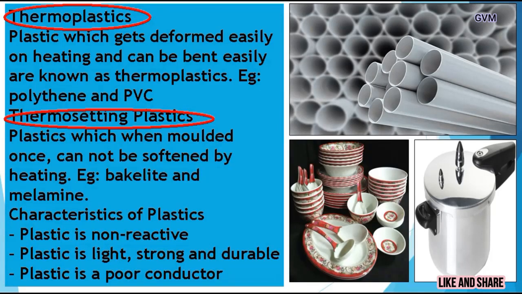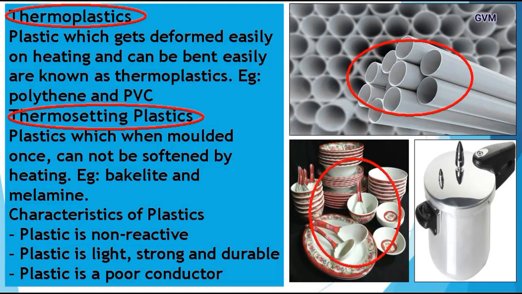And students, thermosetting plastics are that kind of plastics that cannot be softened by heating, or we can say that they cannot be molded on heating. Examples are bakelite and melamine. As you can see here in this figure, the first one is the example of PVC, meaning thermoplastics. And the next two examples, this one is melamine, meaning thermosetting plastics, and this one here is an example of bakelite.